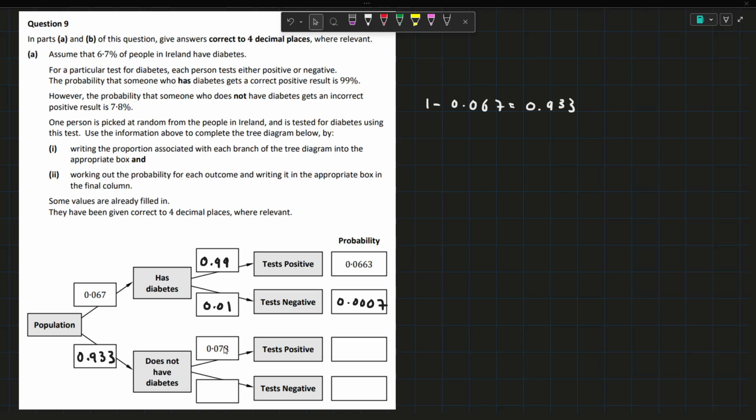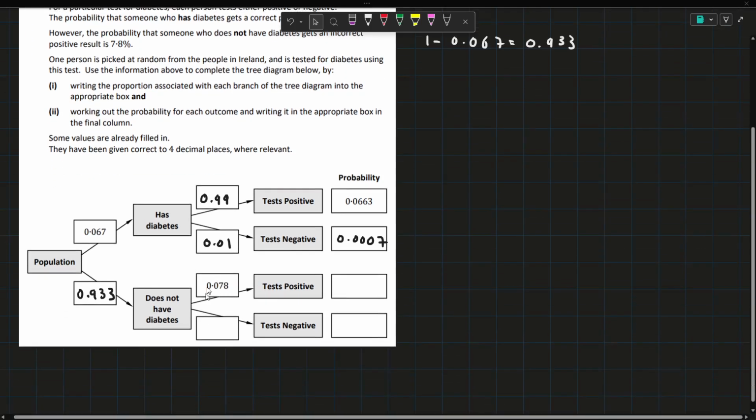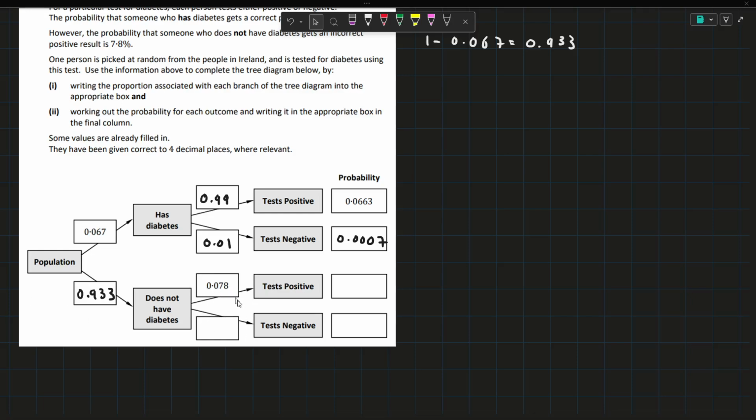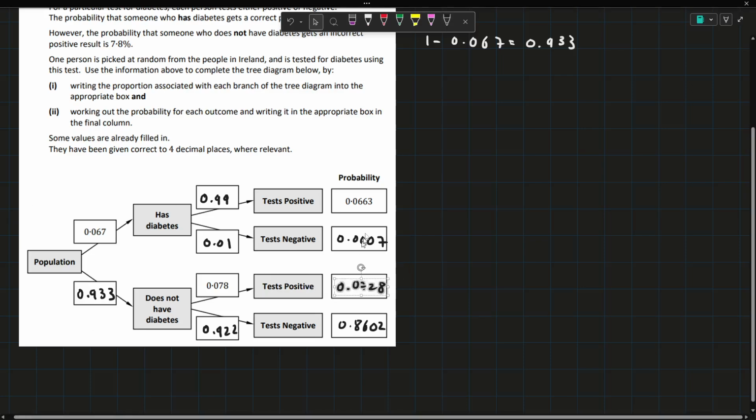Then if they don't have diabetes, the probability that they get an incorrect positive result is 7.8%, so that's down here. So then the probability that they get a negative result is just going to be 1 minus this number, because either they have to test positive or negative. There's no other option, so it's going to be 1 minus the probability that they test positive. And that'll give you 0.922. And then we basically just multiply those probabilities together to get the last thing, and then we add all these up, and we can check that this is all equal to 1, which makes sense, because obviously anybody from the population has to fall into one of these 4 categories, so they should all add up to 1.